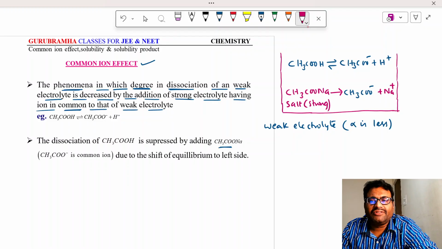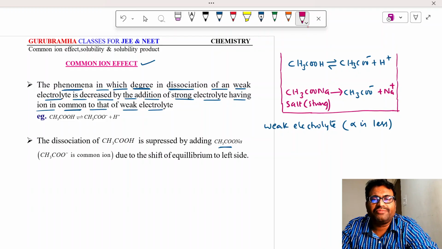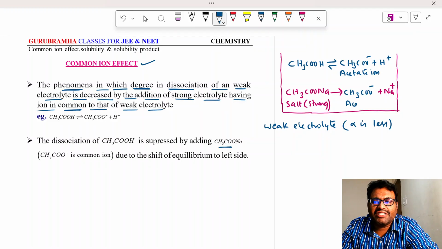Why did we write in this color? Because to show that this acetate ion is common to that of the ion which was produced by acetic acid. See, acetic acid dissociates into what is called acetate ion. Here you are finding acetate ion. Here also you see acetate ion. Are you finding this?